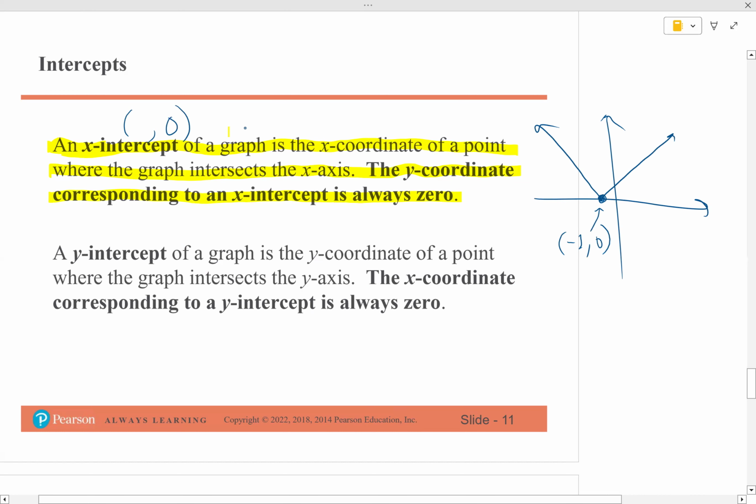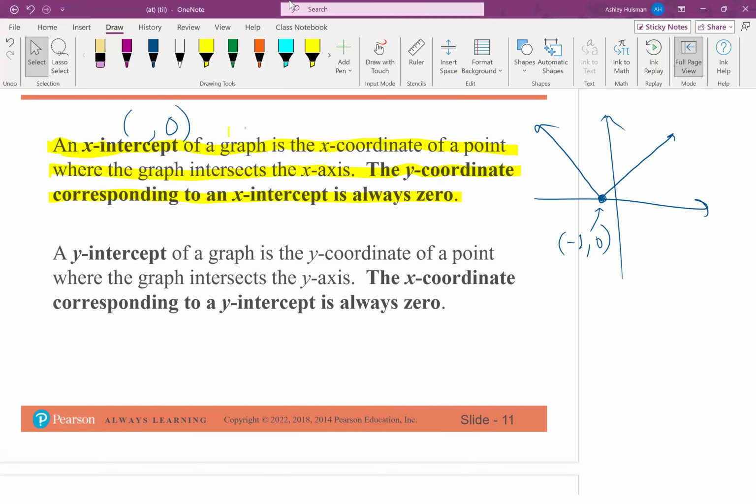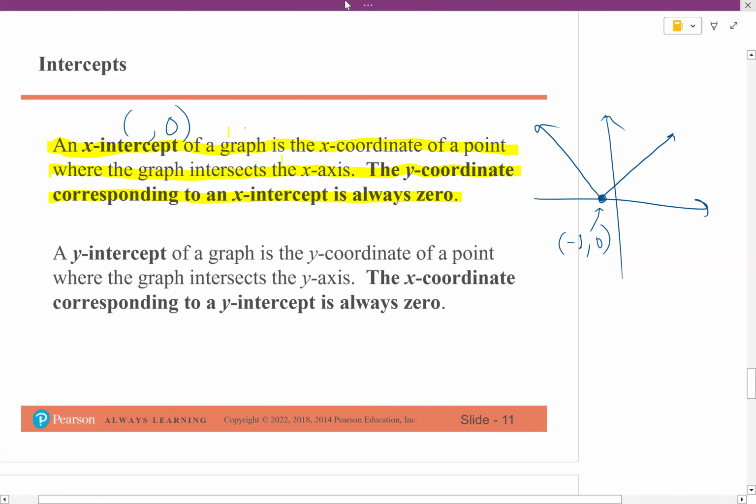Yeah, because if it's on the x-axis, your y value would be 0. You're not above the x-axis where you would have a y value that's positive. You're not below the x-axis where you would have a negative y value. You're just right on the x-axis. And no matter what your graph looks like, the y value of your x-intercepts will always be 0, no matter what.